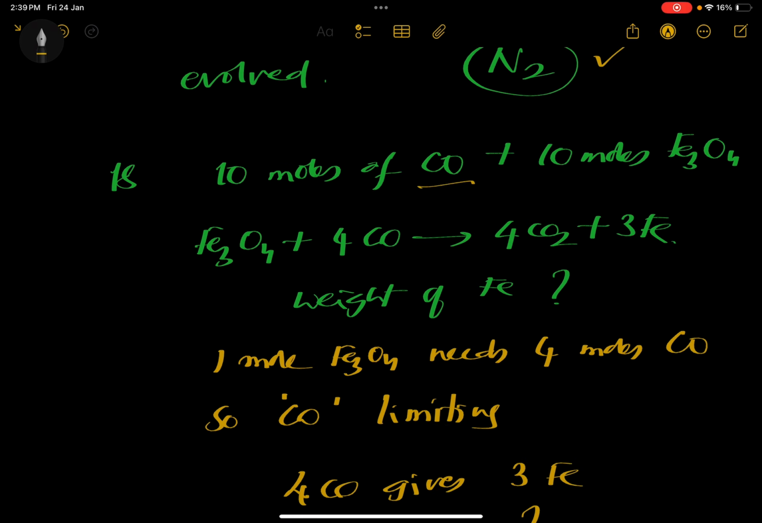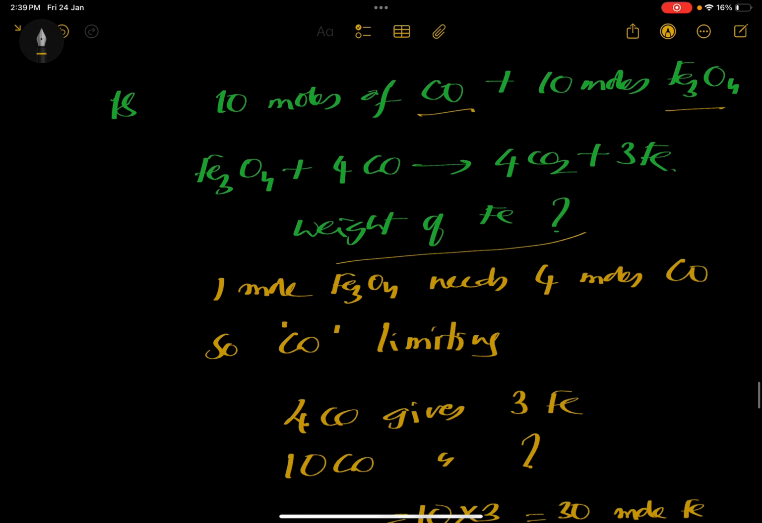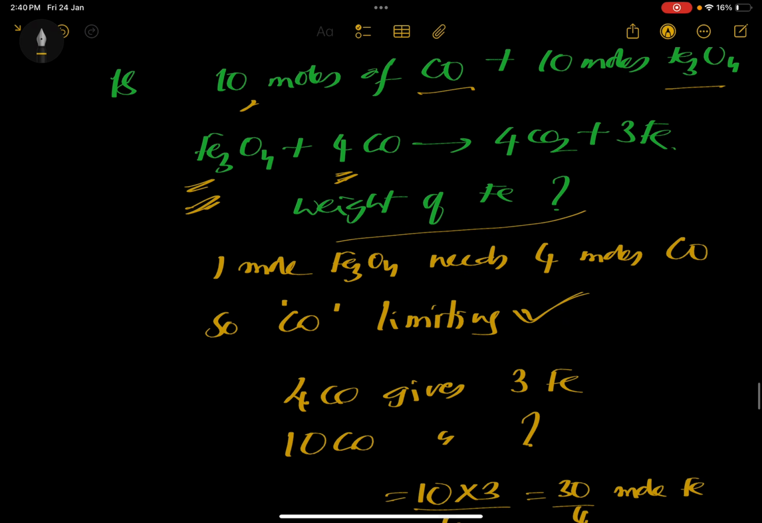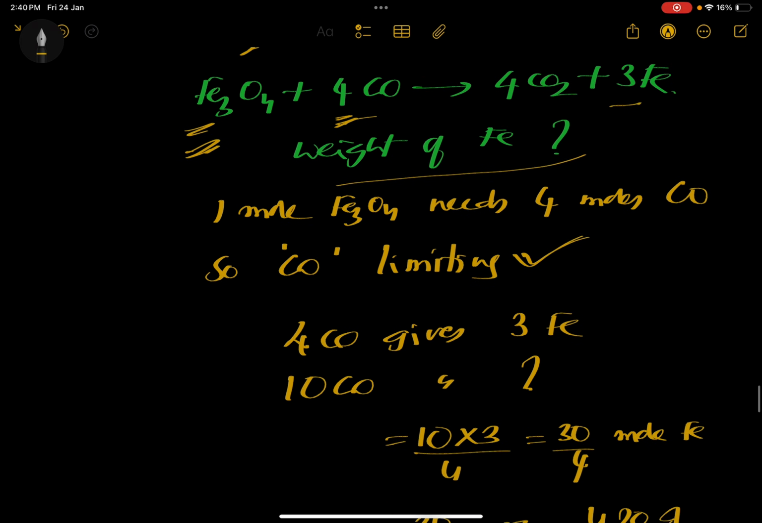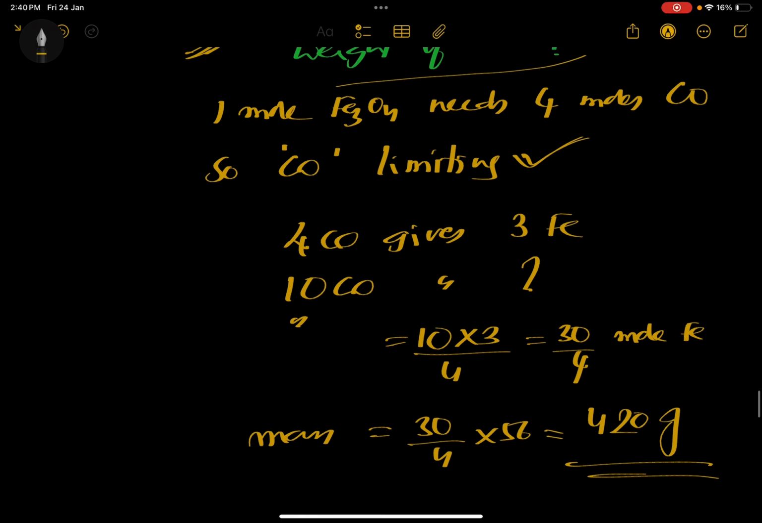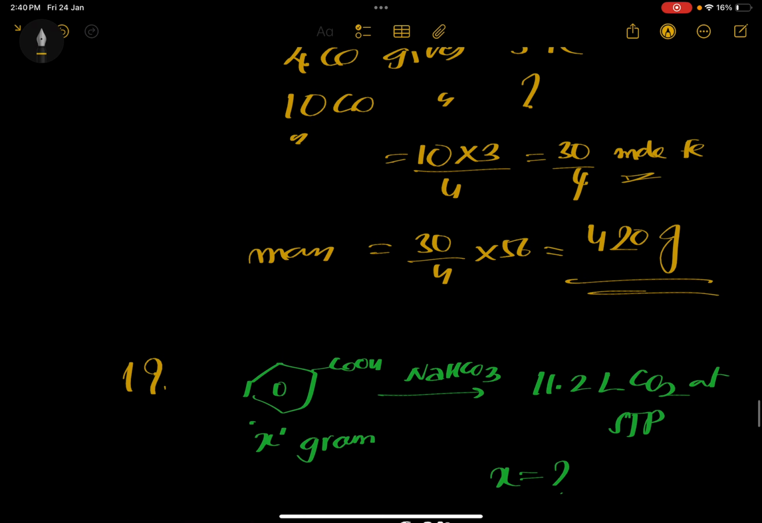10 moles of CO and 10 moles of Fe3O4 are mixed, and what is the amount of iron formed? From the equation, 1 mole of Fe3O4 requires 4 moles of CO, and both are given here as 10 moles. That means if you are taking 10 moles of Fe3O4, you need 40 moles of CO. But you are given only 10 moles of CO, so CO is the limiting reagent. And 4 CO gives 3 Fe, then 10 CO gives how much? That is 30 by 4 moles. 30 by 4 moles into 56 is 420 grams.